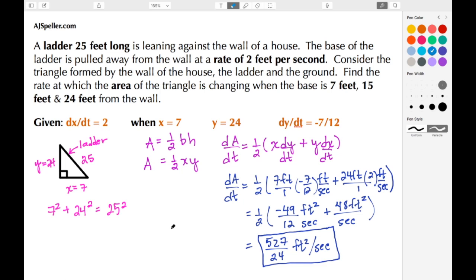In today's tutorial, we're going to model this related rates problem. A ladder 25 feet long is leaning against the wall of a house. The base of the ladder is pulled away from the wall at a rate of 2 feet per second. Consider the triangle formed by the wall of the house, the ladder, and the ground.